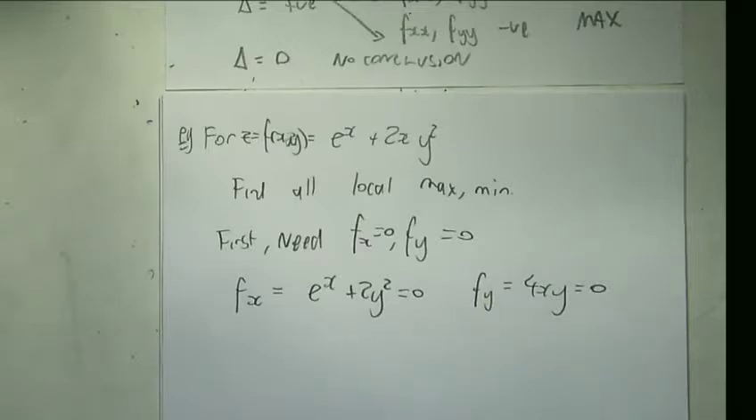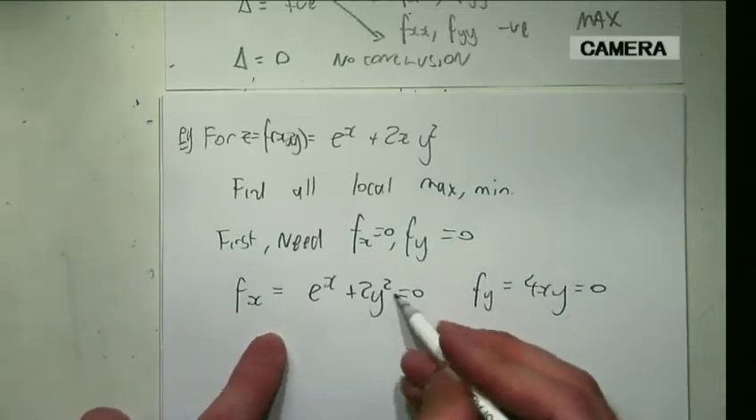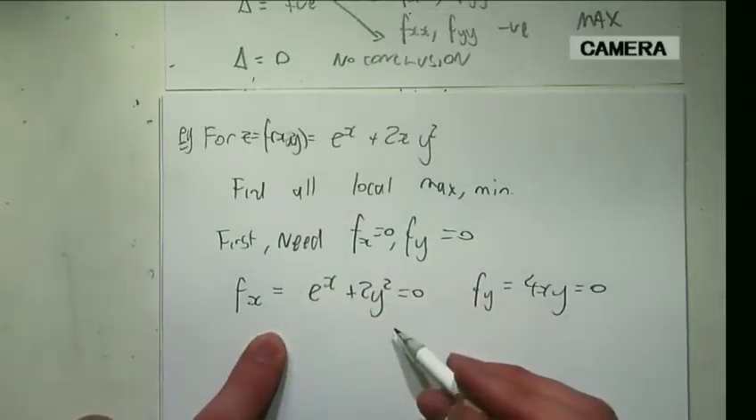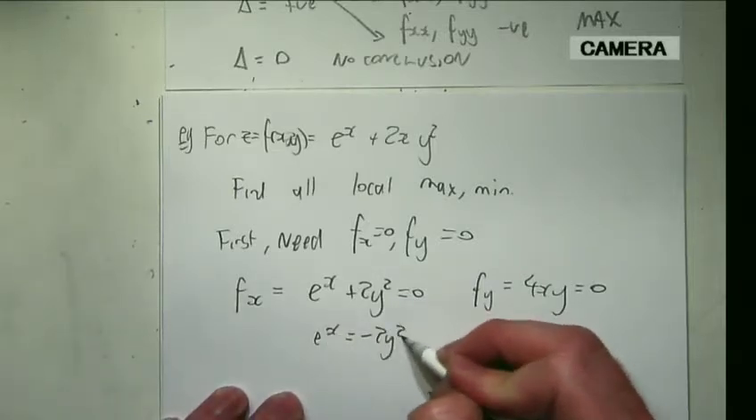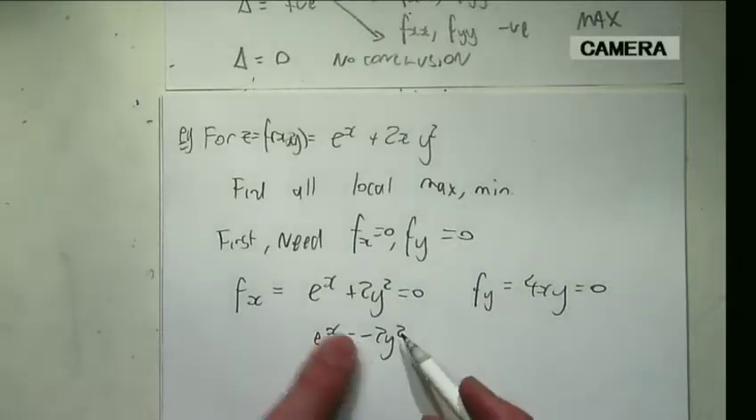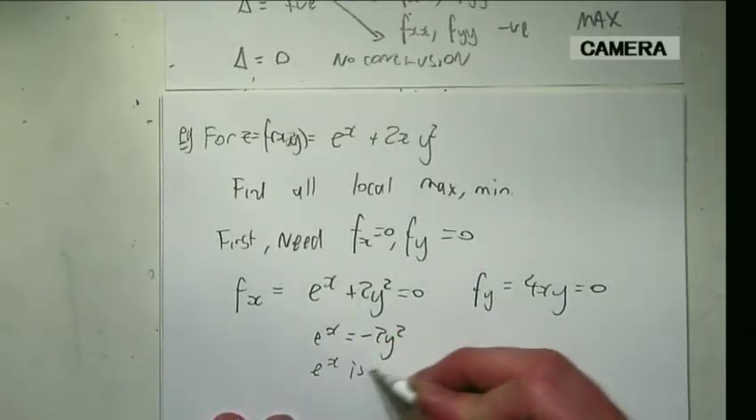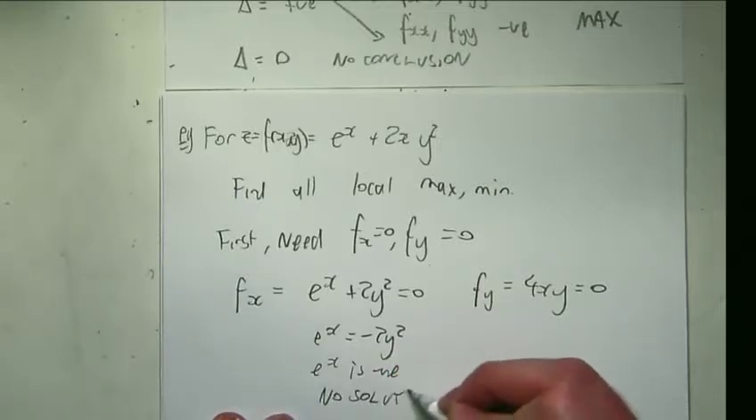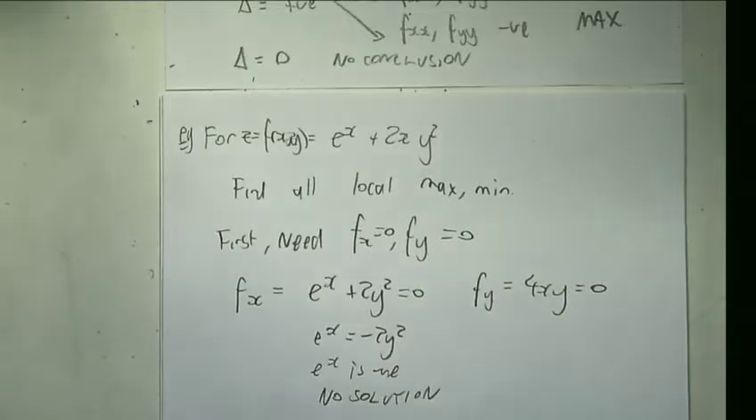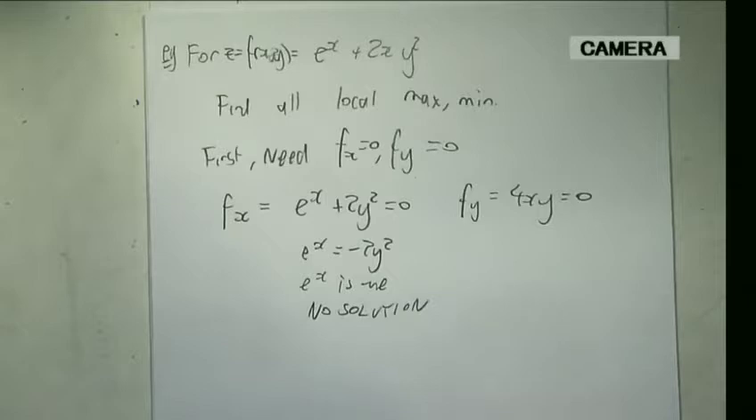Oh well. This doesn't have any, so I'll do a different example. This doesn't have any because I know that it's impossible for this to be 0, because I get that e to the x equals minus 2y squared. That would mean that e to the x is negative, and that's impossible. That's no solution. So it's impossible for fx to be 0. It doesn't have any local maxima and minima.